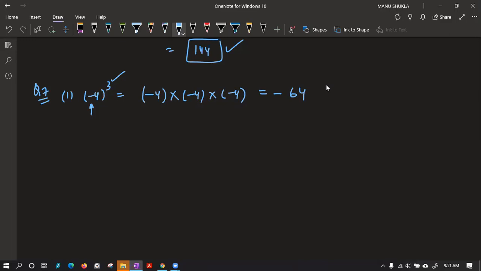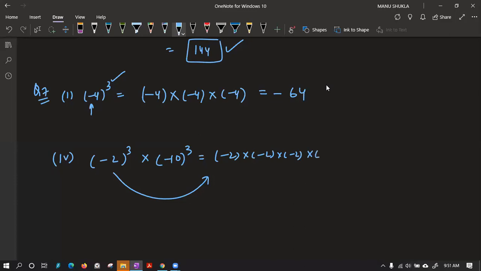Similarly, suppose the fourth part: minus 2 power 3 into minus 10 power 3. Yes, Lakshita, good. In this case also, minus 2 power 3 can be written as minus 2 into minus 2 into minus 2, into minus 10 into minus 10 into minus 10. 2 twos are 4, 4 twos are 8, of minus. 10 tens are 100, 100 tens are 1000, of minus.